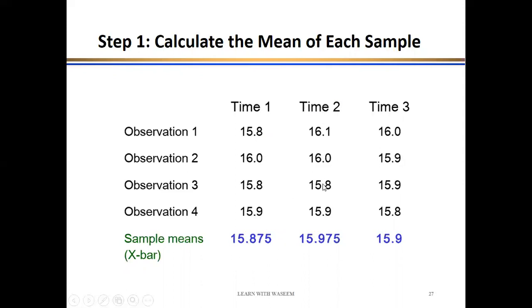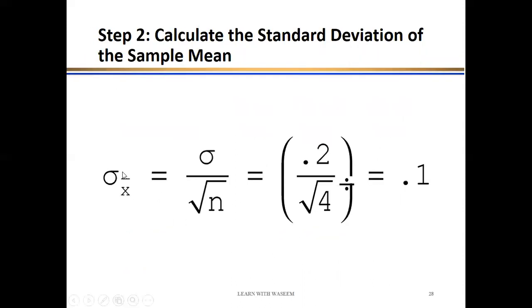Similarly, we can take the mean of the second column and the mean of the third column. So these are the means, and means are actually the x bar. x bar is actually the mean. In step 2, we have to identify the standard deviation of the sample mean. The standard deviation was given, which was 0.2.